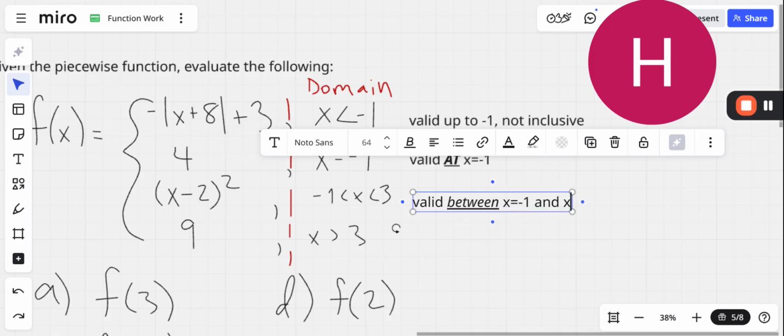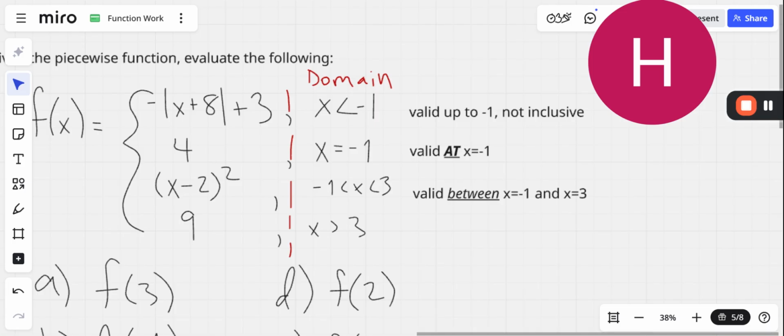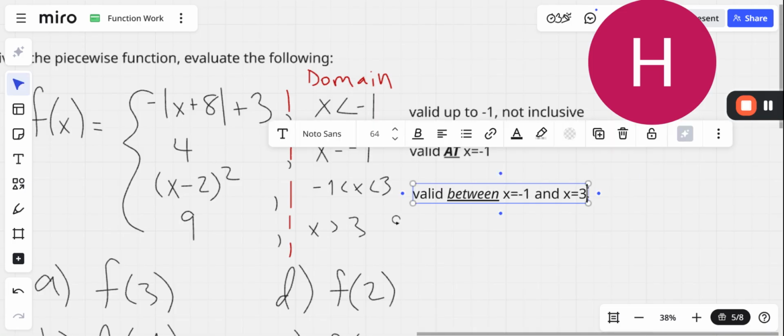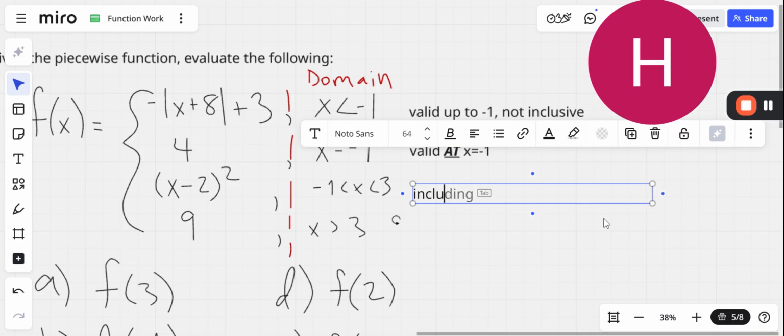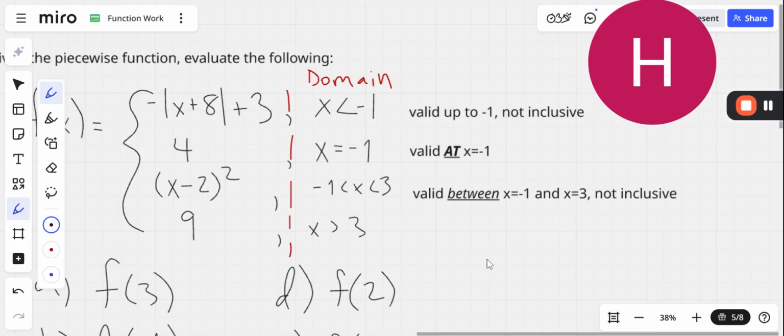So this piece is valid between x equals negative 1 and x equals 3, not inclusive. So if I want to know what is f of negative 1, I don't use this piece. It's not inclusive. If I want to know what f of negative 1 is, I use this piece. It's valid at x equals negative 1. If I want to know the function at something less than negative 1, then I'll use this piece.